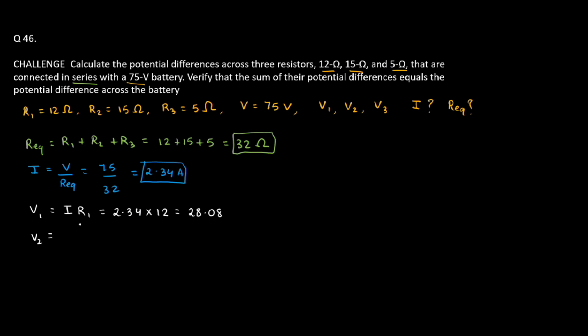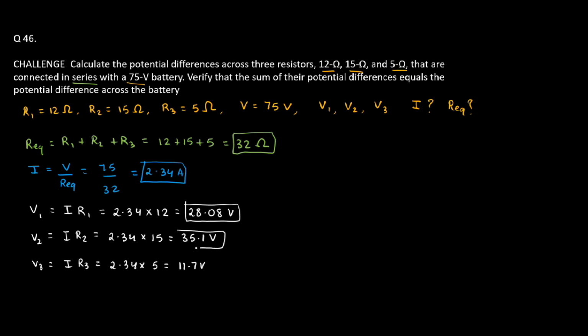V2, the potential difference across resistor 2, will be I times R2. So I is 2.34 times 15. That will give me 35.1 volt. V3 will be I times R3, the potential difference across resistor 3. 2.34 times 5, which will be 11.7. So these are the potential differences across resistors R1, R2, and R3.